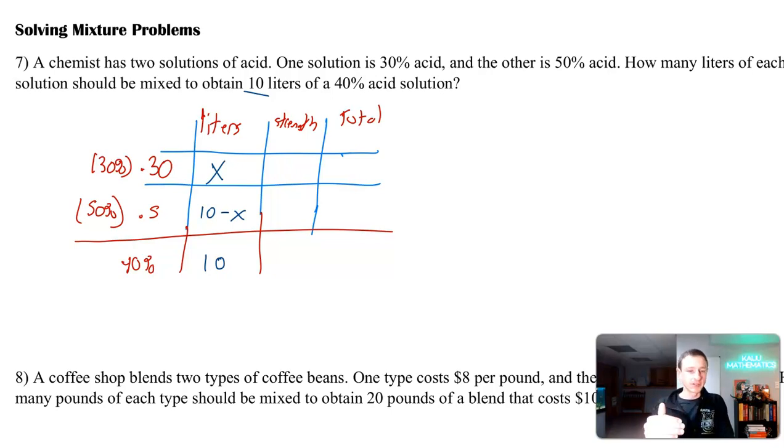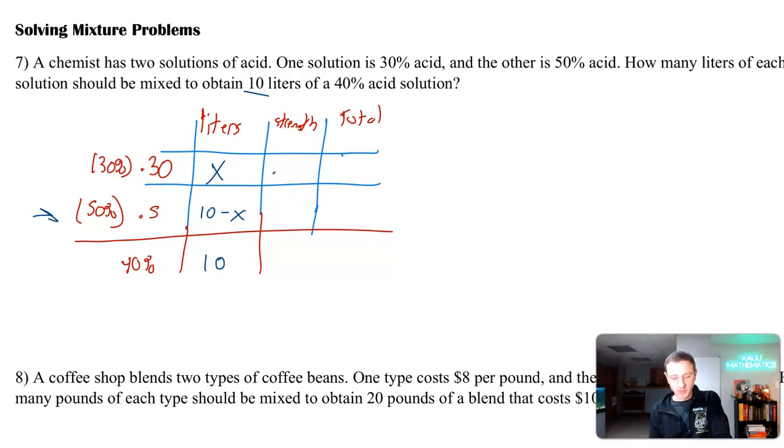What if it was 2 liters? 2 plus what is 10? 8. So you're just trying to make up that difference. If this is x, then this is going to be 10 minus x. If x is equal to 4, this is going to be 6. If this is 7, this is 3, and so on. Okay, so now we have that.